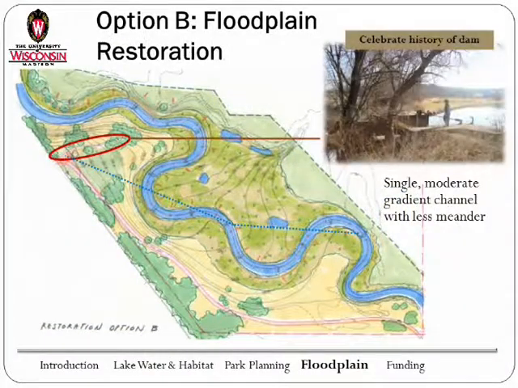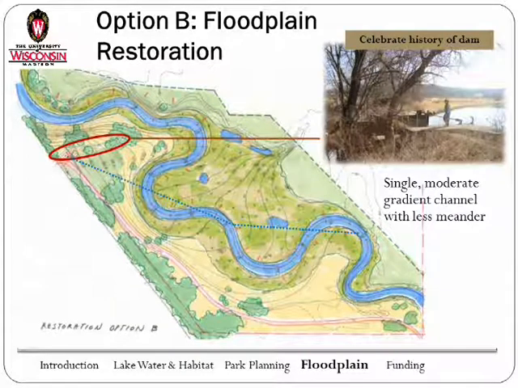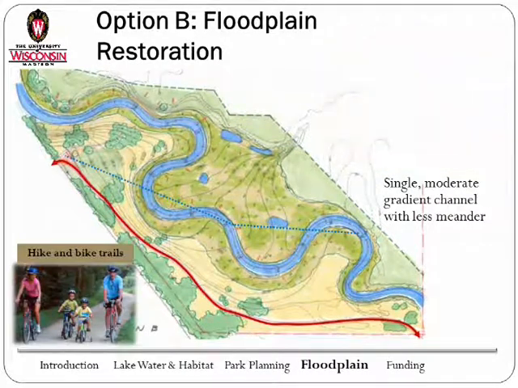And the second option, it's not really that much different. It's just a single but more moderate gradient channel with less meander. In both options, we recommend, and I'm excited to hear that Lowell and the village is having conversations with the DNR about this, celebrating the history of the dam by leaving that structure in place, and of course making it a safe place, but also a memorable space to celebrate the history of the dam structure. And also creating connectivity. This would be a hike and bike trail that can connect down to the high school and then up into the Lake Marion Park over here as part of the larger Good Neighbors Trail.